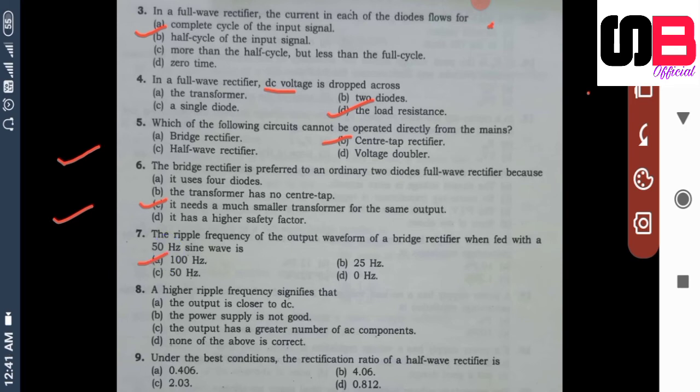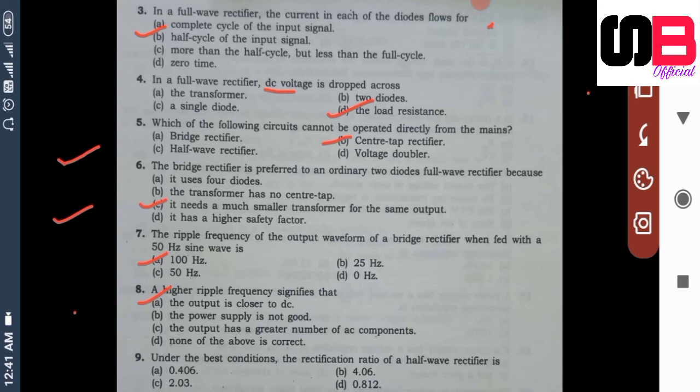Now the question number 8. A higher ripple frequency signifies that option A, the output is closer to DC, option B, the power supply is not good, option C, the output has a greater number of AC components, and option D is none of the above is correct. The answer is option A, the output is closer to DC. Higher ripple frequency means output is closer to DC.